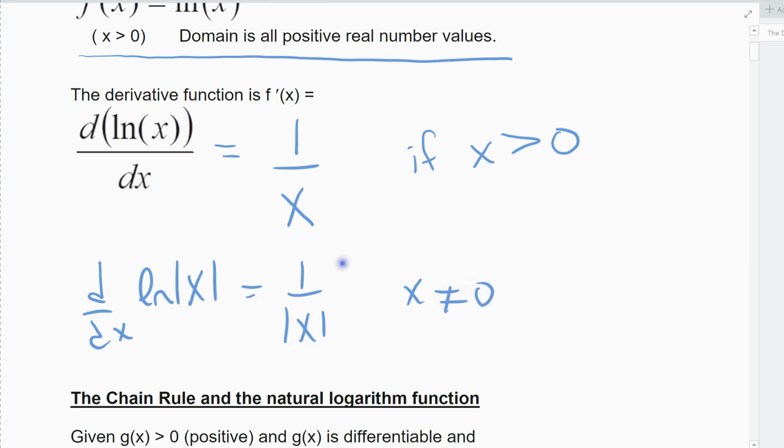This allows us to look at positives and negatives, but the derivative function, just like the original function, can only have positive values. 1 over x is the derivative of the natural log function for the piece where the x values are positive.